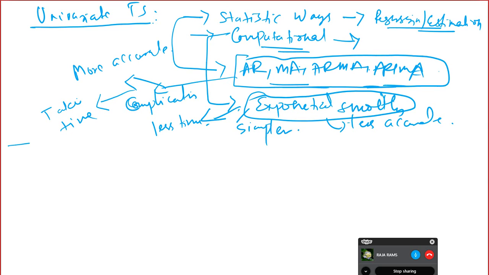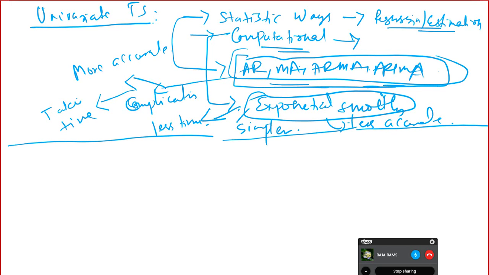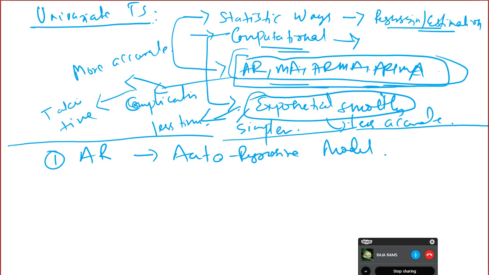All right. So now let's go ahead and learn. We start with ARMA, ARIMA, and then we'll go to exponential smoothing. The first model that we'll learn is the autoregressive AR model. The word auto itself means that we are regressing on the same variable. That's why it's called auto and then regression.